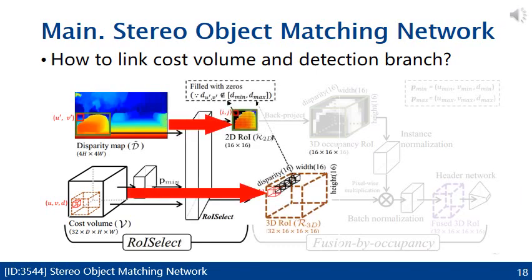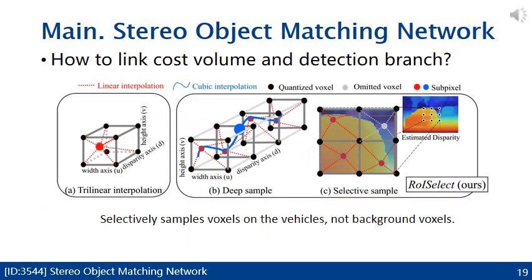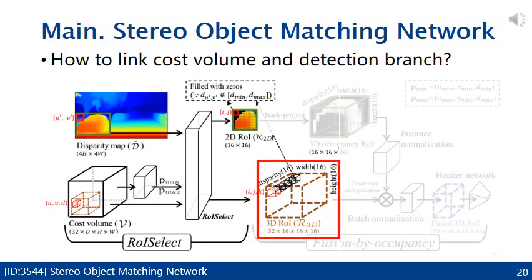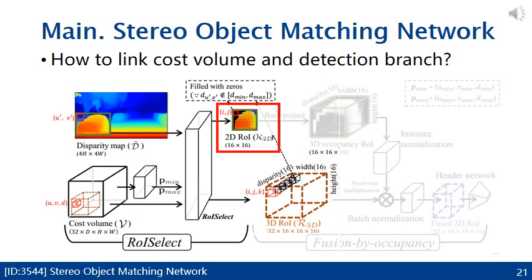The first module, ROI Select, is trained to extract object level volumes from the shared coarse volume. In the figure above, 3D ROIs represent the cropped volume that may describe the information about the 3D vehicle in the camera viewpoint. Along with the 3D ROIs, we also extract 2D patches from the disparity map, which are called 2D ROIs in the figure above.